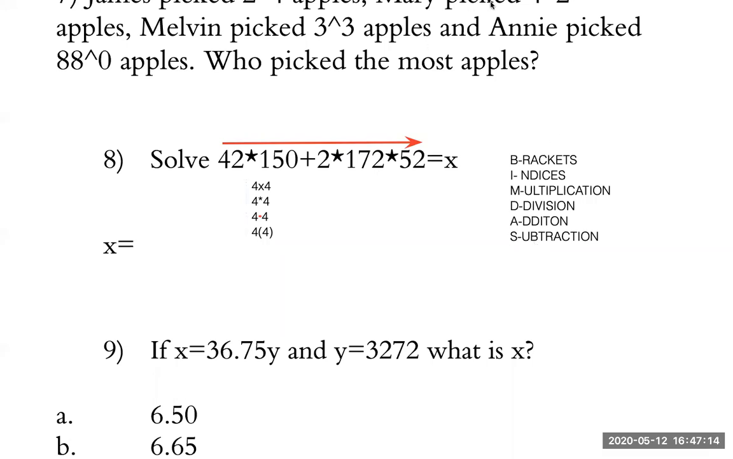So what's the first thing you need to do in BIMDAS, guys? Brackets. Are there any brackets in this question? No. Okay, what's next? Indices. Are there any indices in this question? No. Okay, moving on. Multiplication. Yes, so there's multiplication. So we do multiplication first. That means we do these ones first. So we do 42 times 150. We do 2 times 172 times 52. Okay, so can someone send me the answer for 42 times 150?